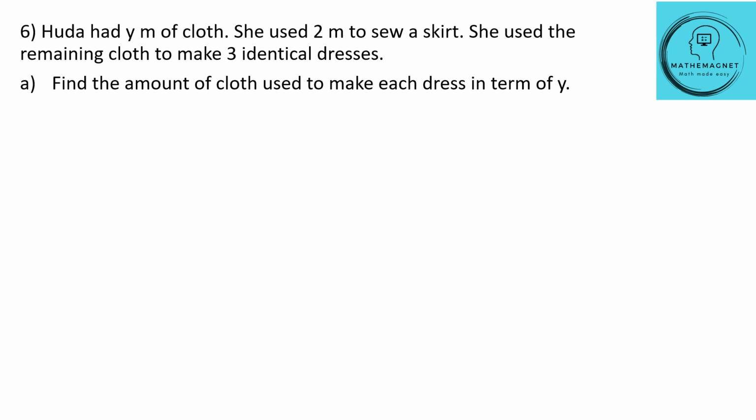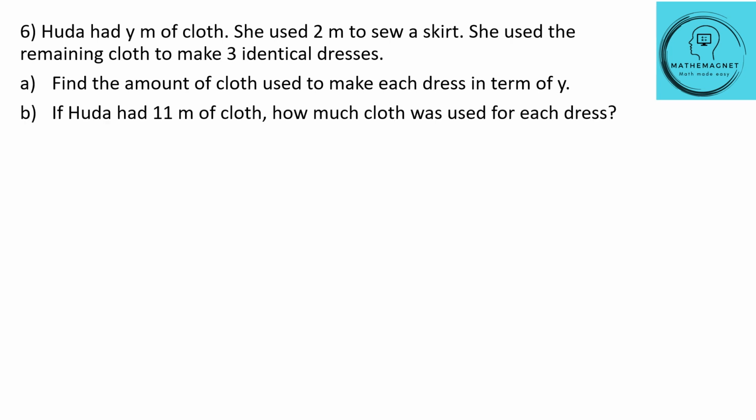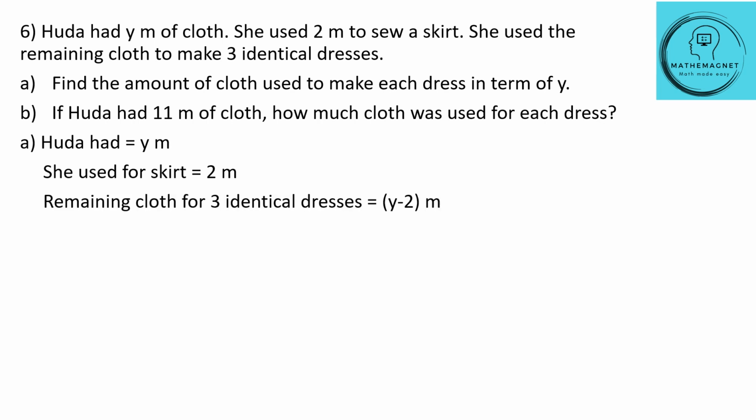The first question is, find the amount of cloth used to make each dress in terms of y, and question B is, if Huda had 11 meters of cloth, how much cloth was used for each dress? So first let's see how to solve A. So we know Huda had y meters of cloth and she used 2 meters of cloth for the skirt. So the remaining cloth will be y minus 2 meters, which she has used to make 3 identical dresses.